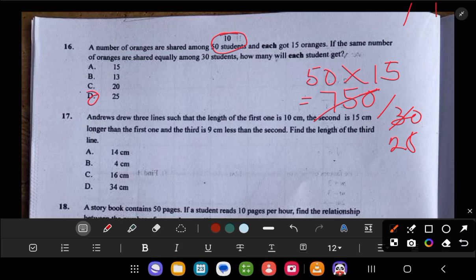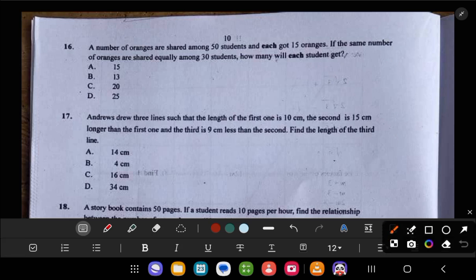Alright, question 17. Andrew drew 3 lines such that the length of the first one is 10 centimeters, and the second is 15 centimeters longer than the first one. The third is 9 centimeters less than the second. So this is a word problem, and you just need to break the sentences down. That's one thing about questions. When the question is too long, you just need to break it down.